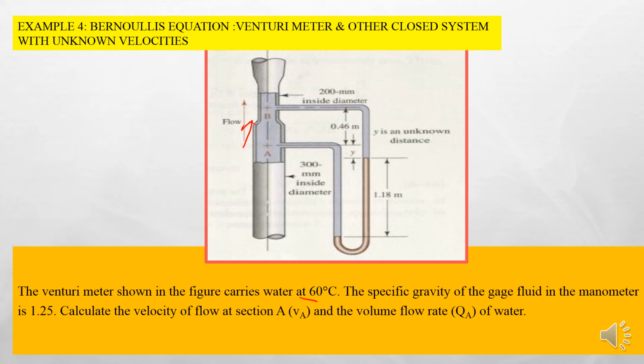So the SG of the fluid used in the manometer here is 1.25. You need to calculate the velocity of flow at section A, which is VA at this point, and the volume flow rate of water at A, which is QA. So how can we solve this problem? Let's take a look.